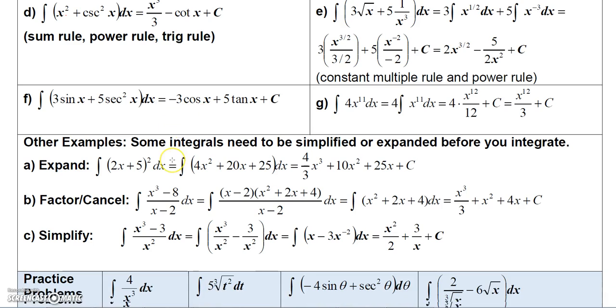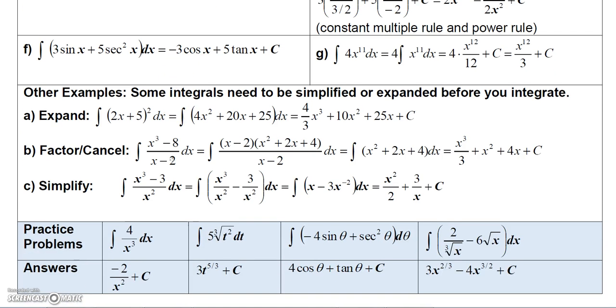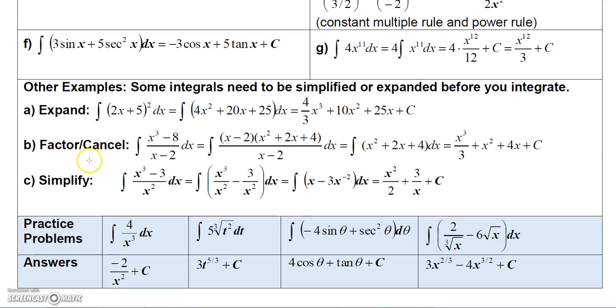Now, some integrals you actually need to do some manipulation. So for instance, right here on this one, I don't have a formula for integrating a function to a power. So what I'm going to do is just FOIL this, 2x plus 5 times 2x plus 5, and get 4x squared plus 20x plus 25.